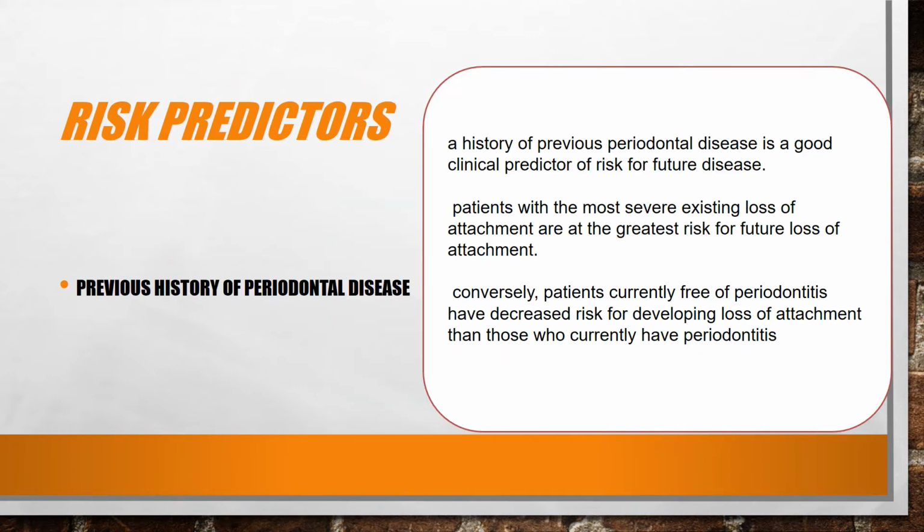Then comes the previous history of periodontal disease. So that is a predictor. A history of previous periodontal disease is a good clinical predictor of risk for future disease. Patients with the most severe existing loss of attachment are at greater risk for future loss of attachment also. If they are not maintaining oral hygiene and also have decreased frequency of dental visits, that could aggravate or initiate the progression of disease. Conversely, patients currently free of periodontitis have decreased risk for developing loss of attachment in the future.